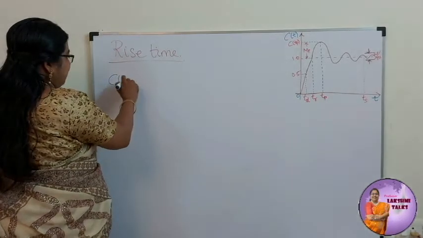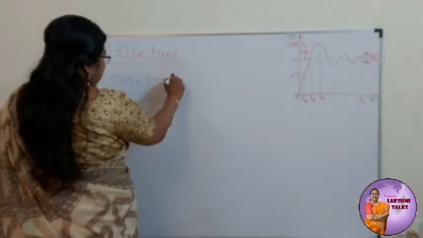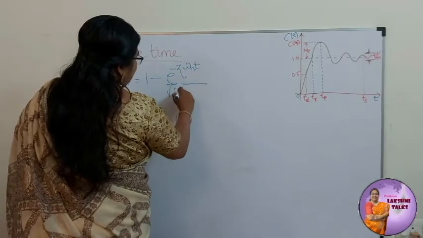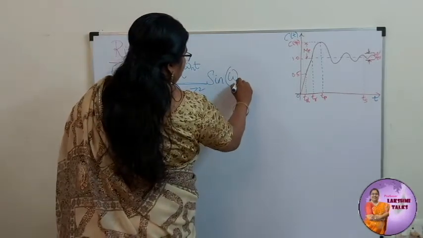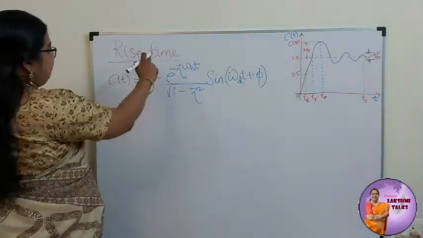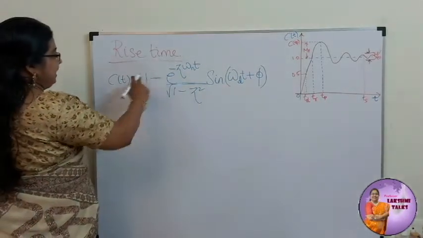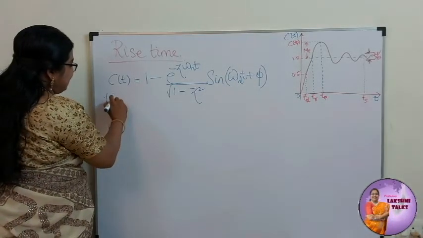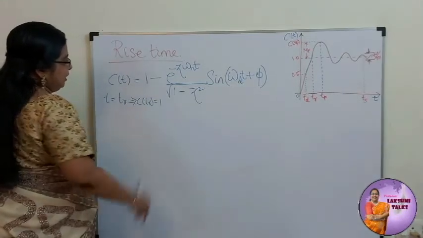We know that our C of t expression for an underdamped second order system to unit step input is 1 minus e power minus zeta omega n t by root of 1 minus zeta square sine of omega d t plus phi. We are going to find out rise time, right? So we have to replace this time t by TR. At TR the magnitude is 1. So replace t by TR, which means C of TR becomes 1.